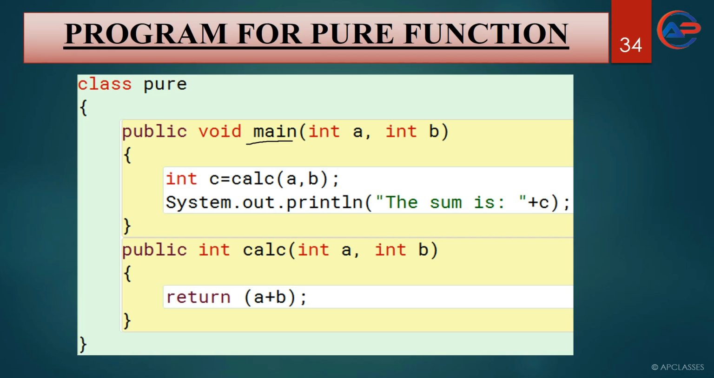You can look at this example here. We have a main method, okay? We have called the calc method, and we have passed a and b both. This is the example of call by value. The reason is we are passing the value of a and b. Now let us assume that the value of A is 10 and the value of B is 20, right?